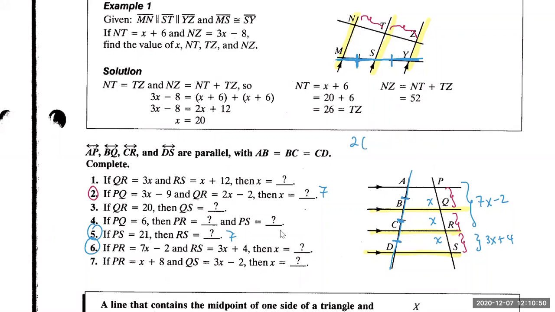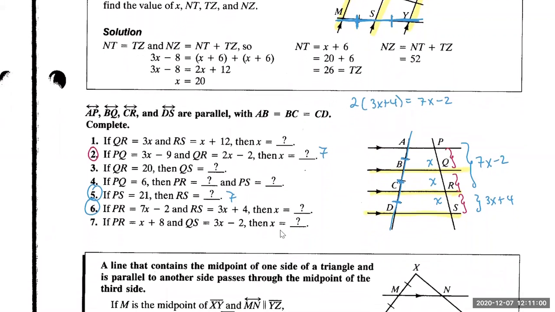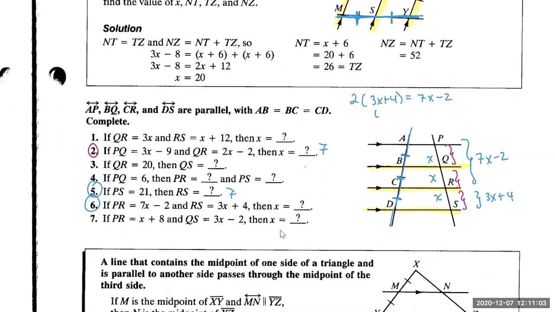So that means 2 times 3x plus 4 must be equal to the bigger one, 7x minus 2. So double the smaller one to get the bigger one. Can I have you guys solve, and what do you guys think you get for x for that one?